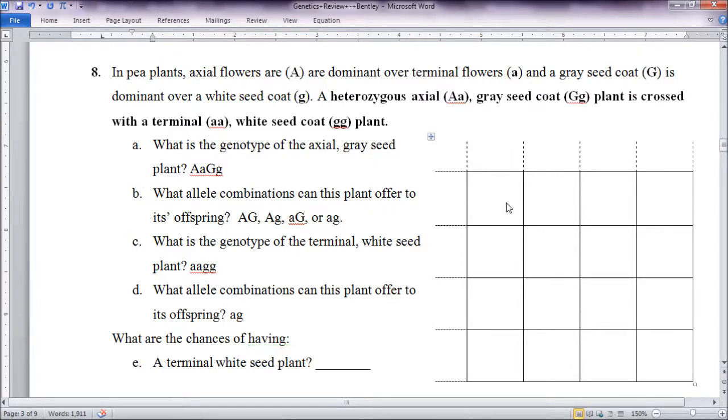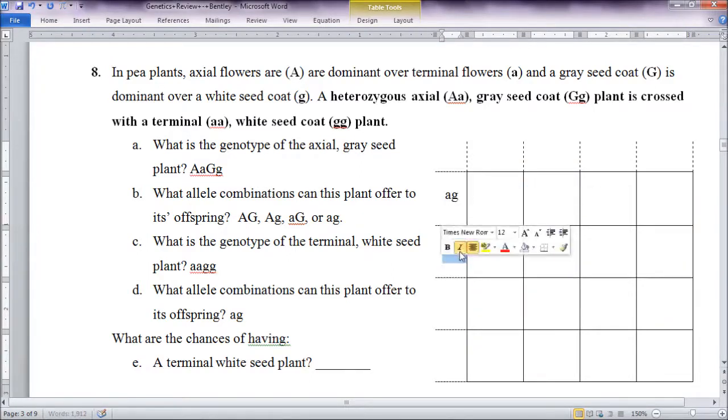Okay, so it's going to start asking for chances now, so we need to go draw our Punnett square. So whenever you draw these Punnett squares, remember it is 4 by 4. So let's plug them in. I'm going to do the easy one first. ag, ag. And here we'll do the other ones. Alright, so now you combine them.